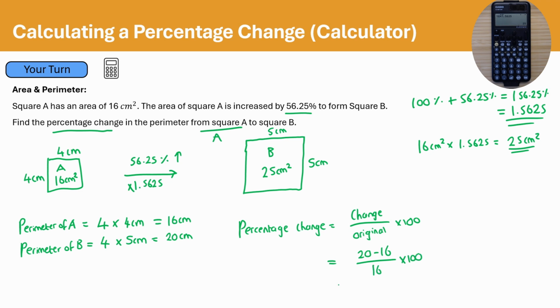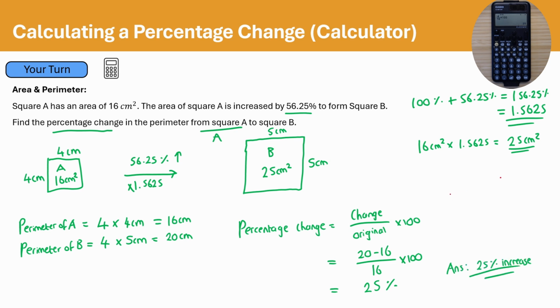like this. And I typed up my calculator. 20 subtract 16 is 4 over 16. I'm already seeing that that's going to be a quarter. So you might be able to jump ahead and know that it's 25%, which my calculator confirms. So find the percentage change in the perimeter from A to B. Just check that it is an increase. Well, it went from 16 centimeters to 20 centimeters. So my answer is a 25% increase.